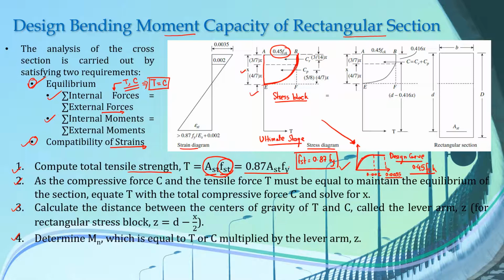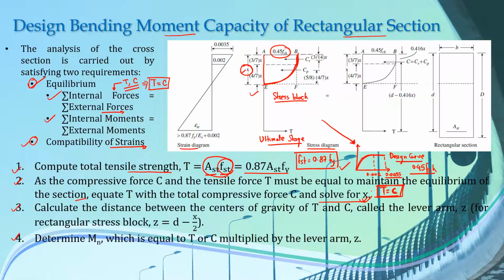Now the second step is, as the compressive force C and the tensile force T must be equal to maintain the equilibrium of the section, as we discussed in our principle of equilibrium, T equals C. So you can use this equation to calculate the value of X, that is the depth of neutral axis from the extreme compression fiber. You calculate the value of T and C and equate them to get the value of X, which is the depth of neutral axis.